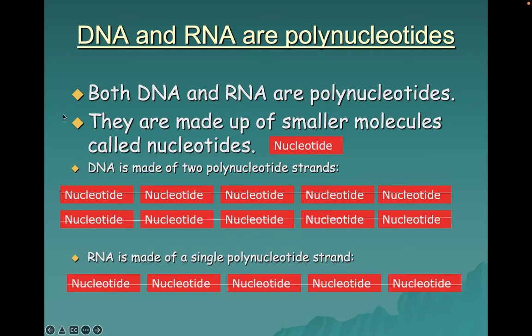So in the case of DNA, you have two strings of nucleotides running side by side, a bit like two trains made out of multiple carriages sitting on parallel tracks. Whereas RNA is a lot shorter, and it contains a single string of these nucleotides.